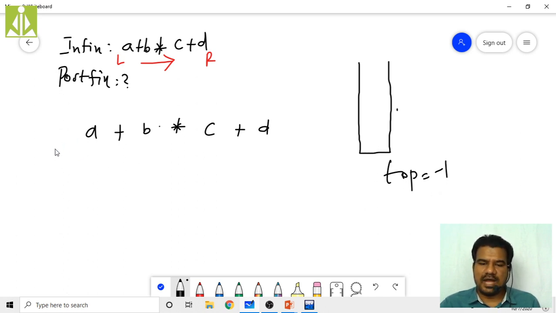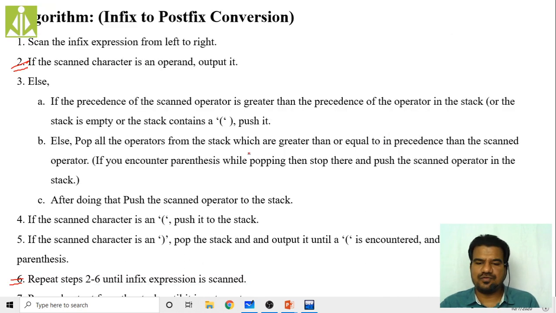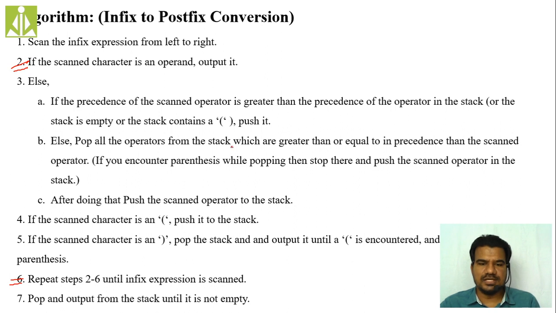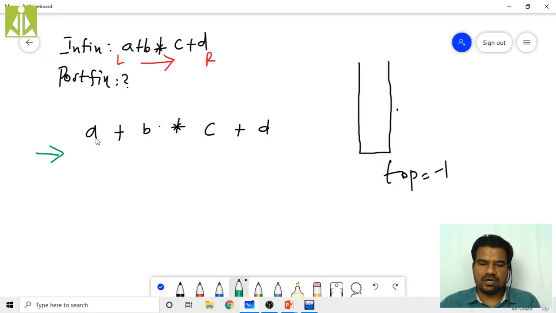Next, I have to scan my expression from left to right. I have to check each and every character, and I have to follow this algorithm. Initially what I have here is A. When I consider this A, what is it? This is a character A. How do we consider this character in our expression? This is an operand, isn't it? We perform operations on it, so we call it an operand.